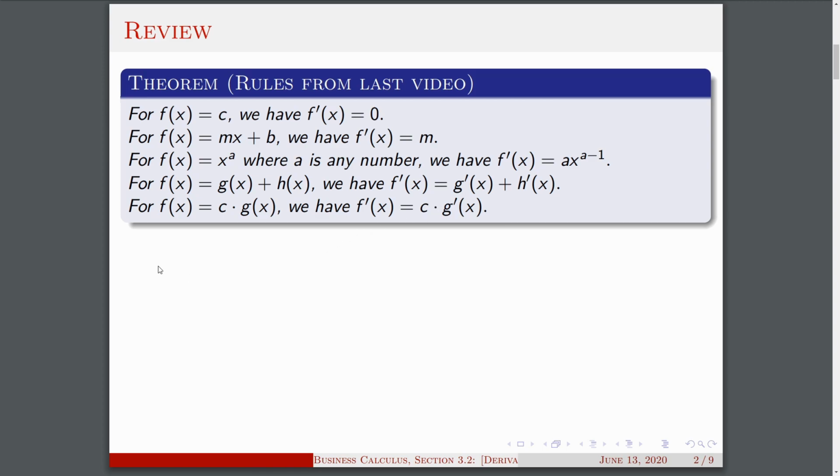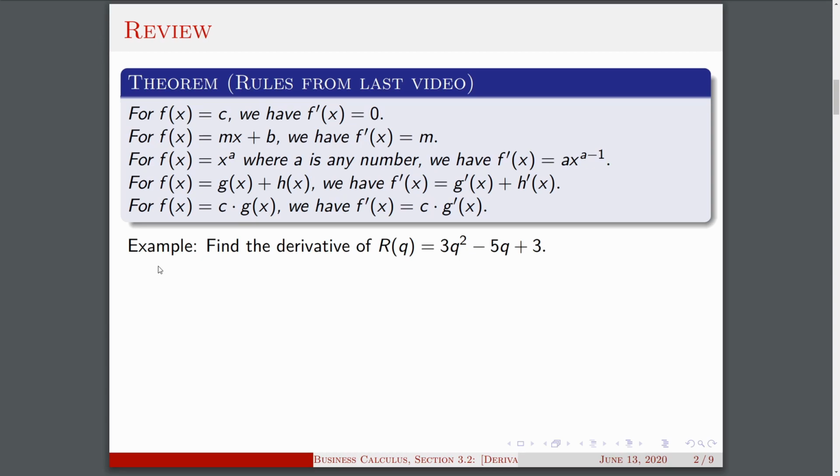Okay, so let's just remember how that went. So for example, if we have the revenue function, r of q, and let's say the formula is given by 3q squared minus 5q plus 3, I'm going to give you two ways to think about this. So you could just apply this rule.